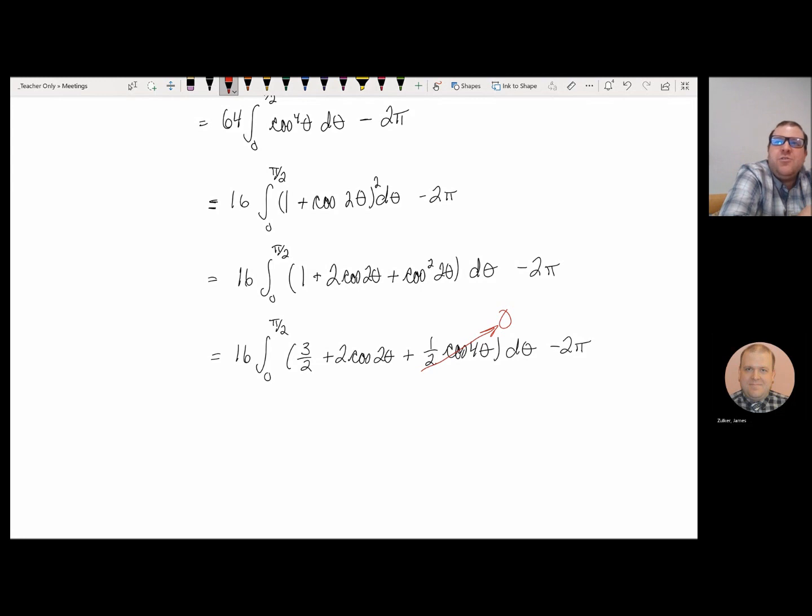That last term is going to integrate out to 0. Period of cosine of 4 theta is 2 pi over 4, which is pi over 2. We're integrating over one full period of it, so it's automatically 0. That is also a property that I'm going to be using a lot.